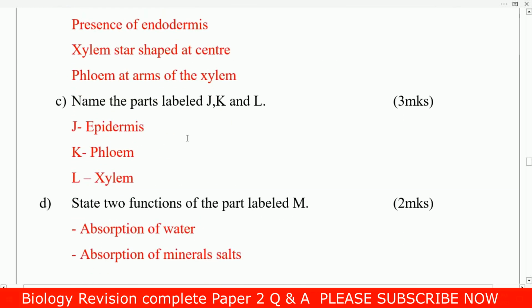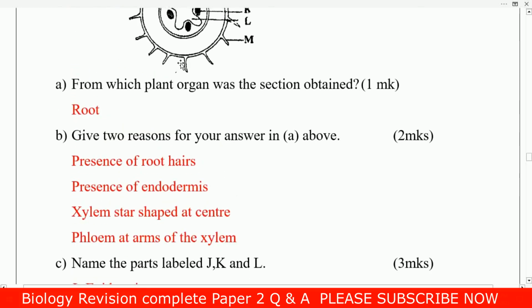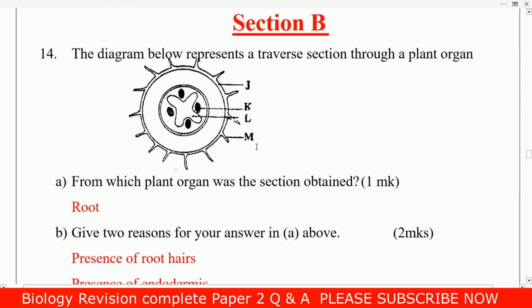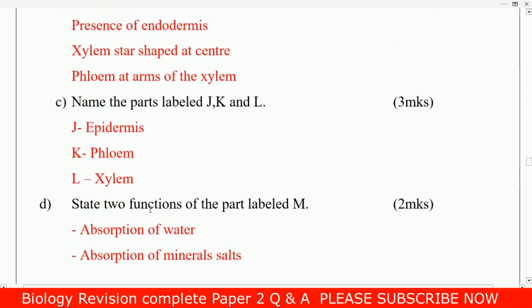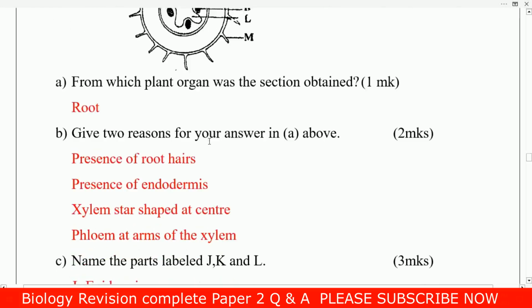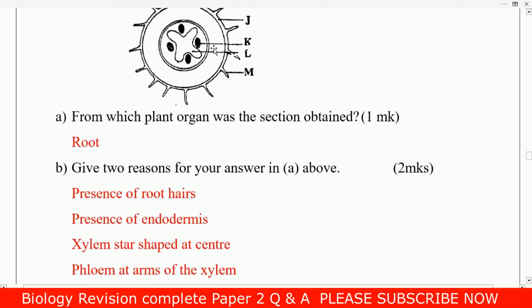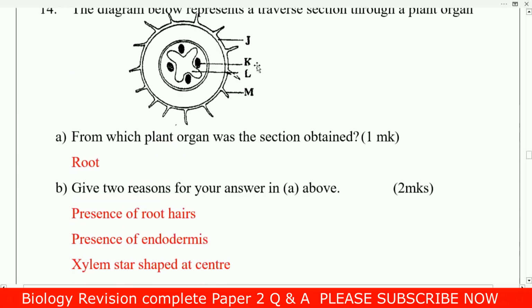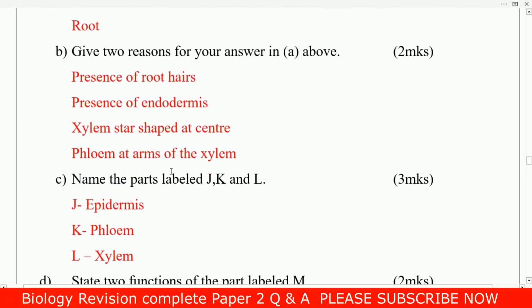Let's go to the next question. Name the parts labeled J, K, and L. J is epidermis. K is phloem. L here is xylem.